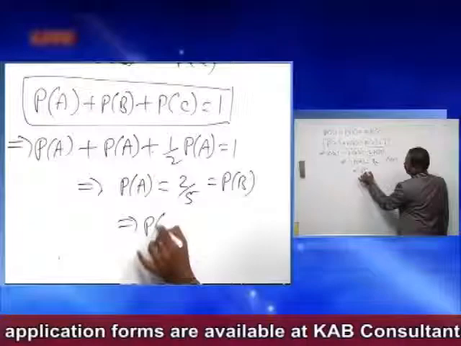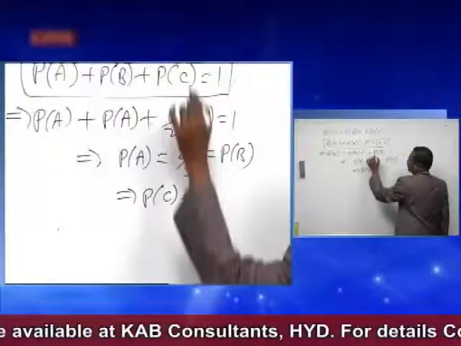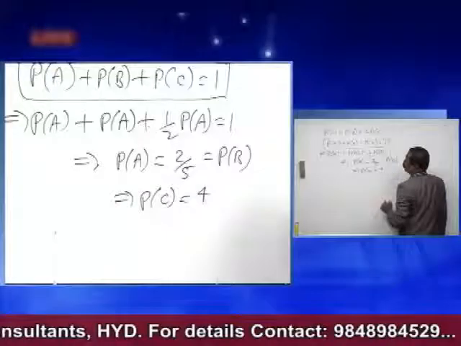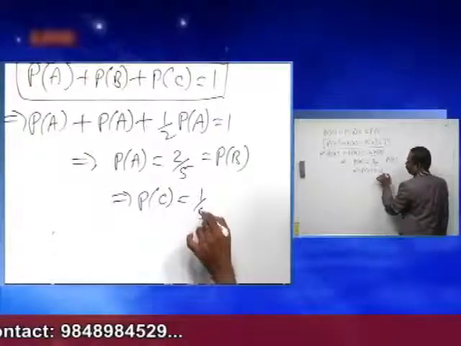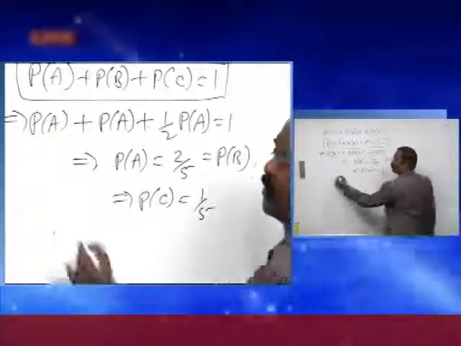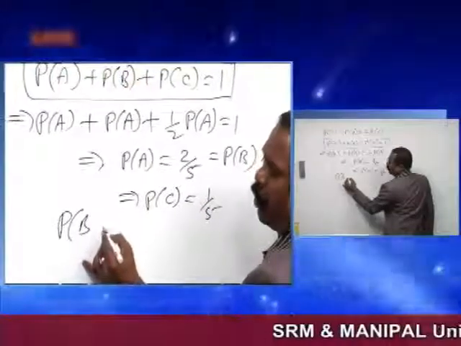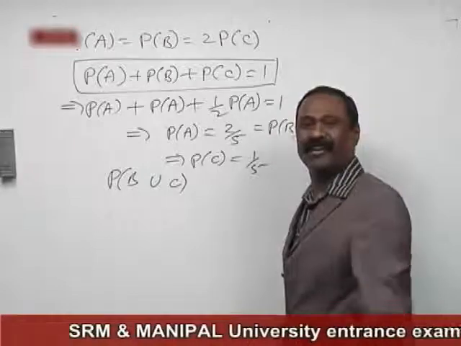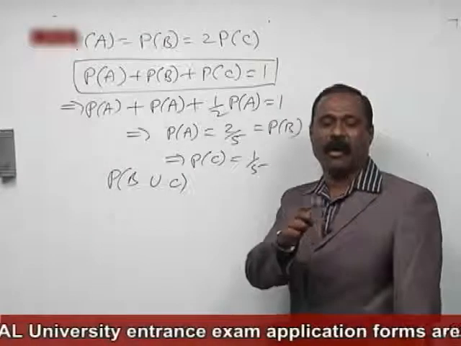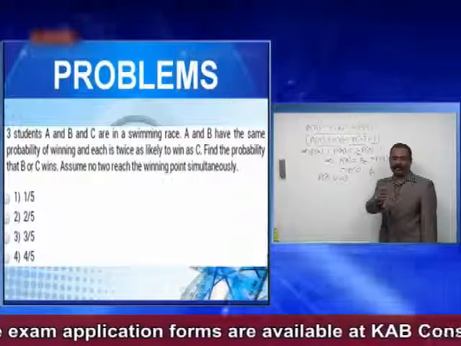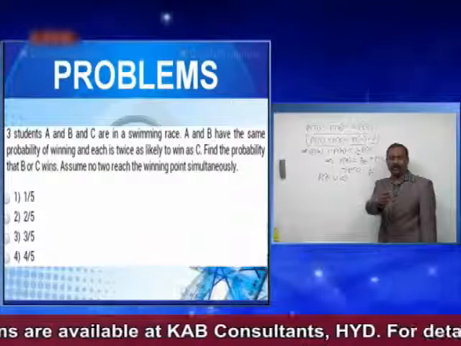This implies P(C) is nothing but half of that, that is 1 by 5. You got all the 3 values. Now, what is required here? Either B or C, the union. P(B or C). Find the probability of B or C winning.